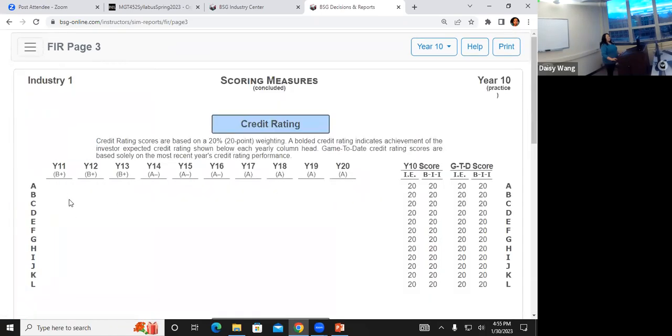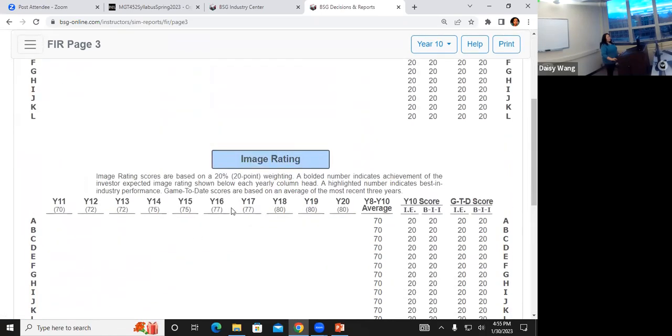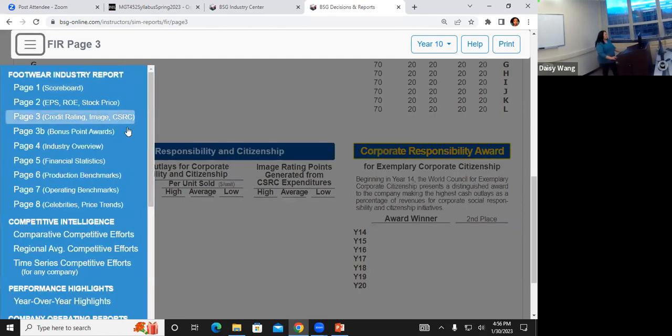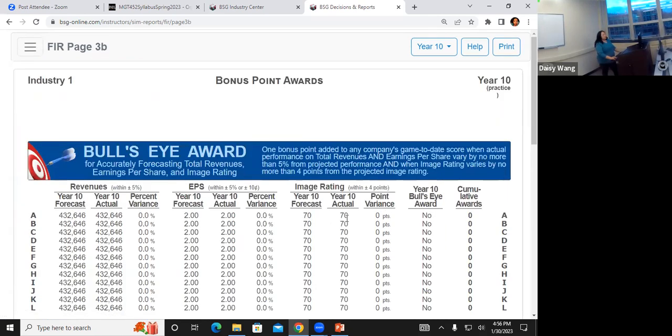And then the credit rating, image rating, and the corporate social responsibility. Like for this, you will have the industry's high, low, and average. You won't be able to see one specific company, how much they spend in this kind of stuff, but you will see the highest, the lowest, and the average. And then whoever won the corporate citizenship, you will see like A or B. And then bonus points, you will also be able to see who got bonus points.